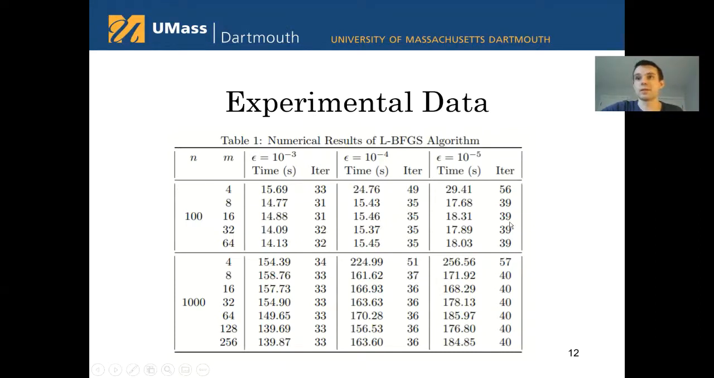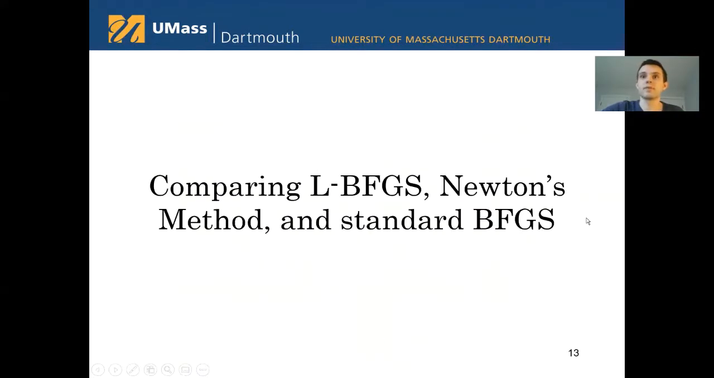And we also see that the iterations are virtually identical after the initial slow start of m equals 4. Now we'll go over to MATLAB for comparing L-BFGS to Newton's method and the standard BFGS method.